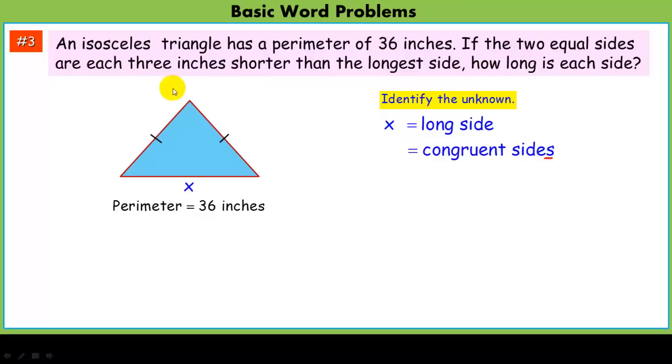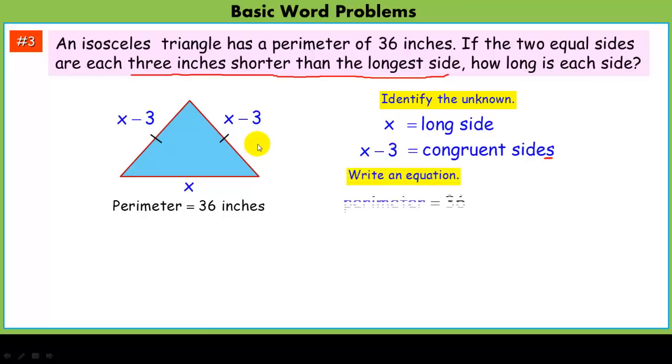If the 2 equal sides are each 3 inches shorter than the longest side, 3 inches shorter than x was x minus 3. Notice I labeled both of the congruent sides. Now we're going to write an equation. It says the perimeter is 36. All we have to do is add up all the sides.